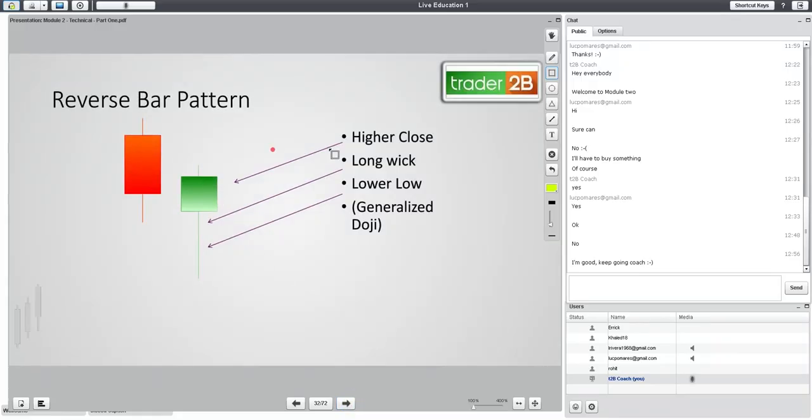So reversal bar patterns typically look like this. You typically have your large red candle, followed by sellers pushing down the price in the next candle, as you can see here, and then that candle gets pushed down, and buyers come back in and buy that price back up. So what typically happens here is that you have a higher close. You also have a long wick, followed by a lower low and a generalized doji, and that typically is your sign of a reversal.